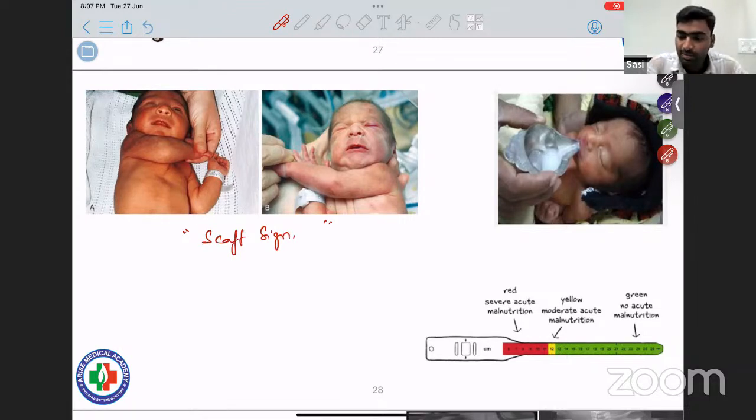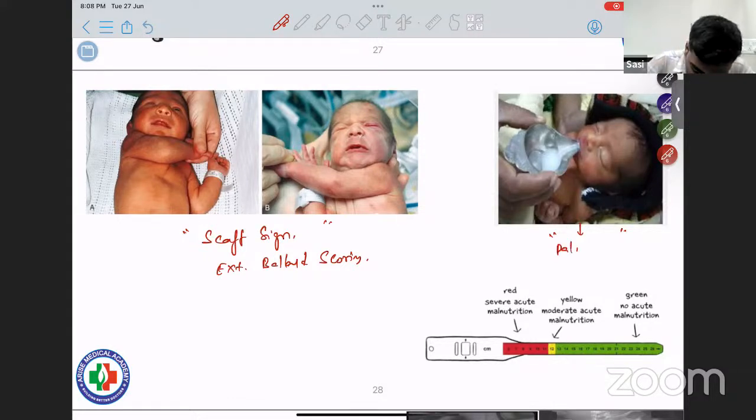So this type of thing, where is it used? It is used in the extended Ballard score. Extended Ballard scoring. And if you see this, what is the name of this thing? Yeah, you are getting it correct. It is known as tube feeding. It is known as tube feeding.